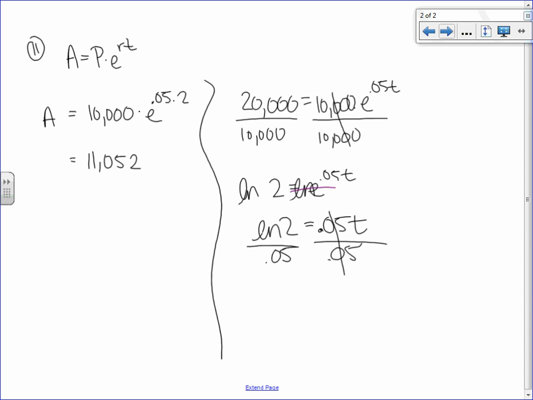Put that in your calculator, the natural log of 2. Oops, make sure you close the parentheses, which is what I keep forgetting to do. Natural log of 2 divided by 0.05. And what am I rounding to? The nearest year. So I get 13.8, round up to 14. So 14 years is what it will take for my initial investment to double.